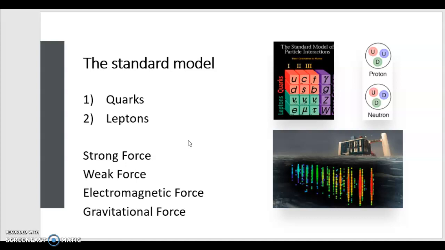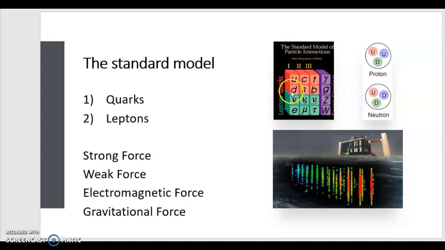So the standard model tries to put all the particles together in an overall, concise model. And so the standard model includes the particles, the quarks and the leptons, as well as the forces that describe how things interact. So the strong force, the weak force, the electromagnetic force, and the gravitational force. And so the standard model looks a little bit like this.